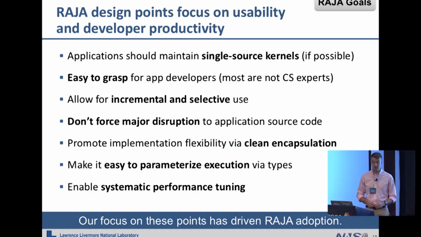Like I said in the previous slide, we want to really avoid any major disruption to an application source code. Lots of applications using RAJA have decades of investment, right? You can't really tell the developers that they're going to have to completely rewrite their application to run on a new architecture. We try and make the implementation flexible via encapsulation, so with things like the different iteration spaces and the execution policies. Those execution policy types make it easy for you to parameterize different pieces of your code. So you could use a different execution policy depending on the loop that you're running, and that lets you systematically tune your code for better performance.